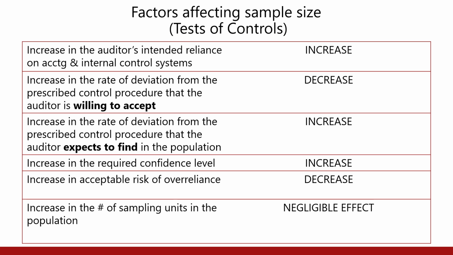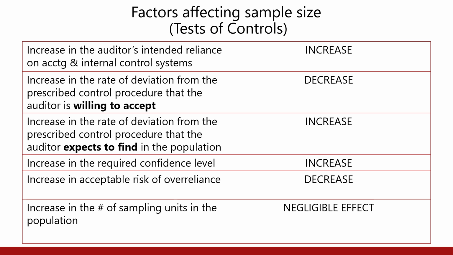On the other hand, if you talk about an increase in the rate of deviation from the prescribed control procedure that the auditor is willing to accept, this will then remind us of what we have defined to be tolerable error. Since we're talking about test of controls, this is tolerable deviation, the rate of deviation that you are willing to accept, meaning this is the rate of deviation that you would still be willing to tolerate. So, tolerable deviation rate. And you would notice the more deviations you are willing to tolerate, the smaller will be your sample size.